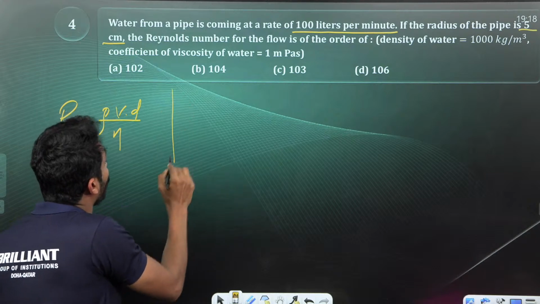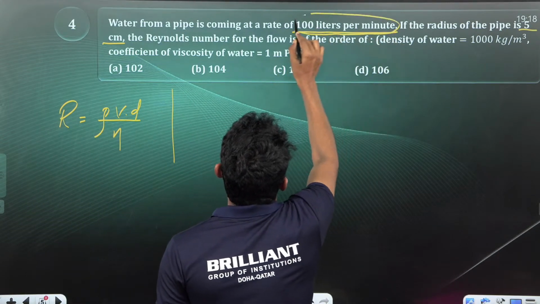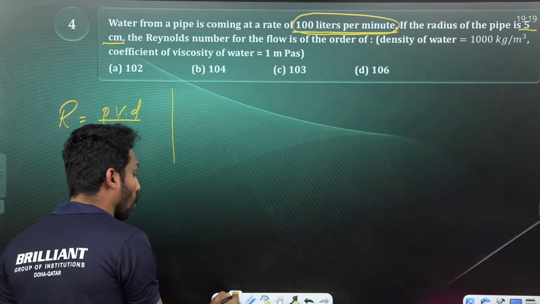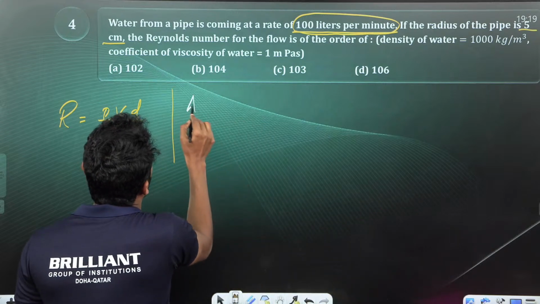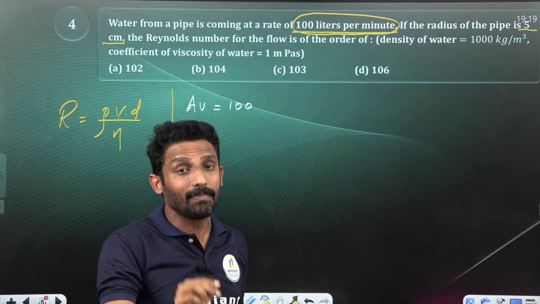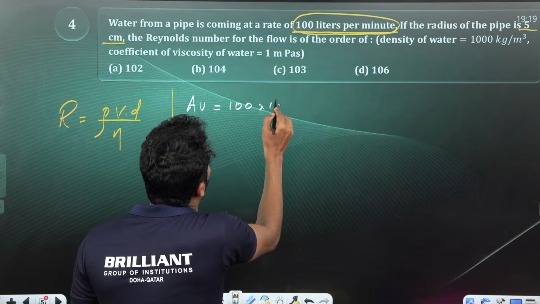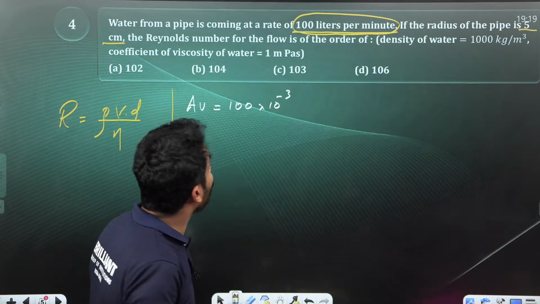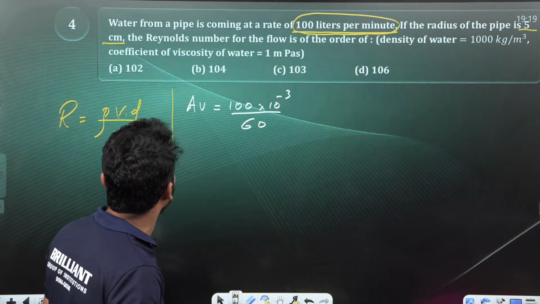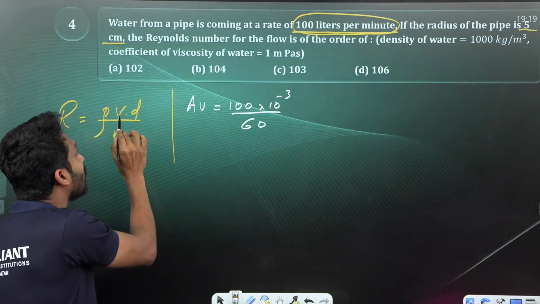Clear? Now, dear students, here the rate of flow is given. This is the rate of flow, 100 liter per minute. That is volume per minute, which is actually area into velocity. Area into velocity is volume per time, we studied that. This is given 100. Liter is converted by 10 power minus 3 to meter cube, and per minute is converted by 60. Now this is in SI system. From this value we get V, and we put it here.